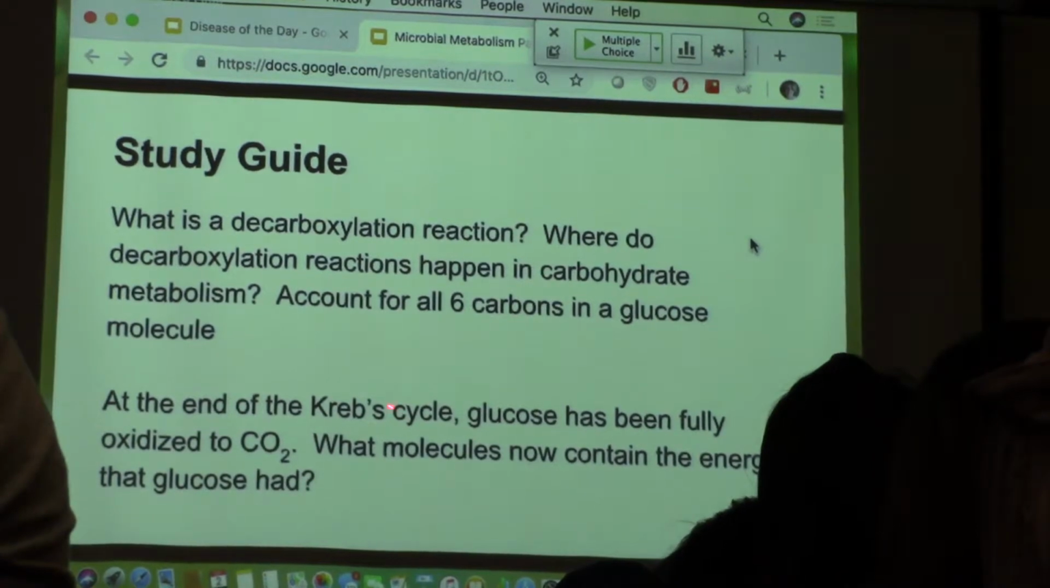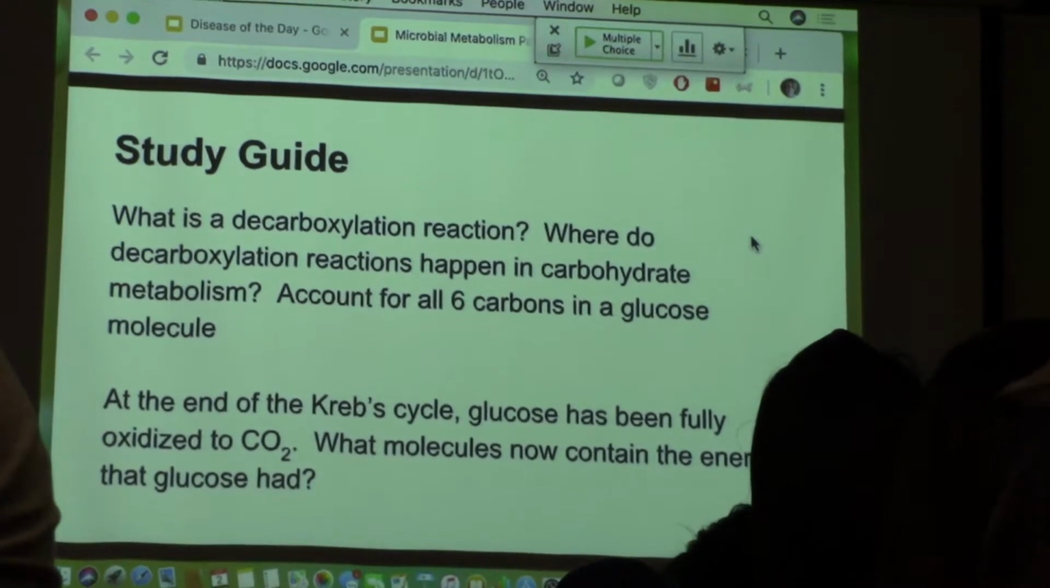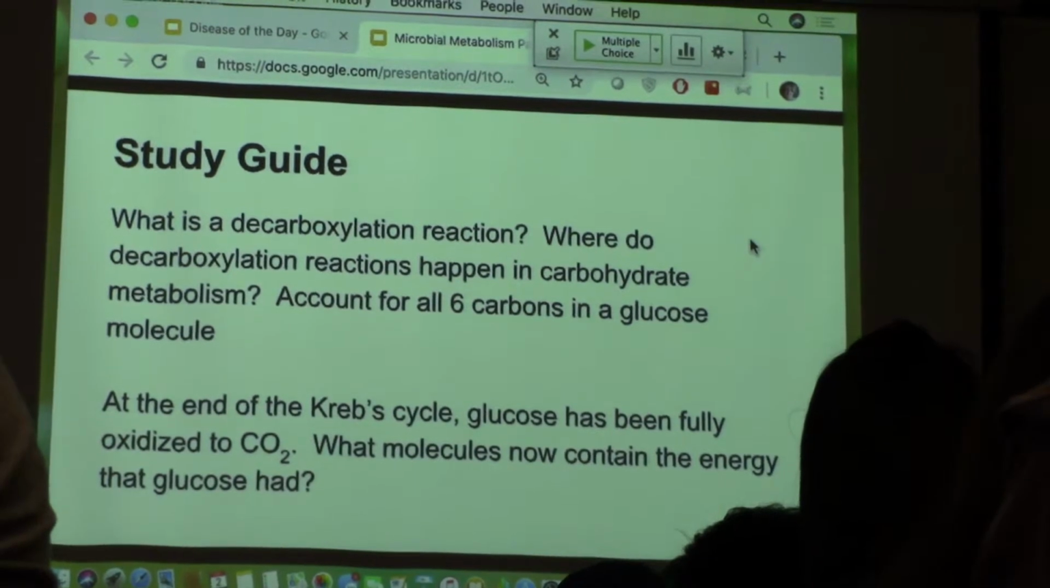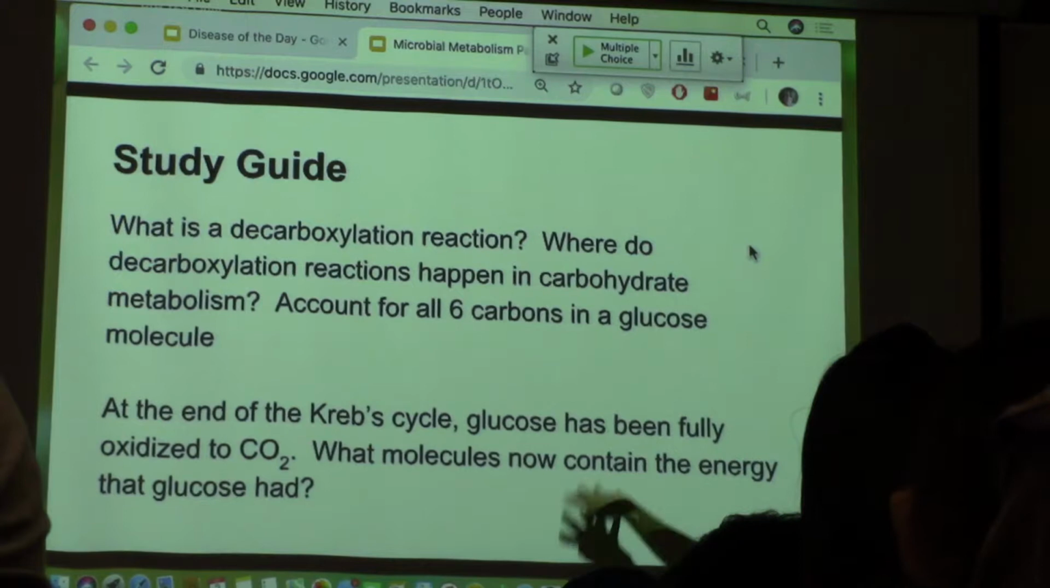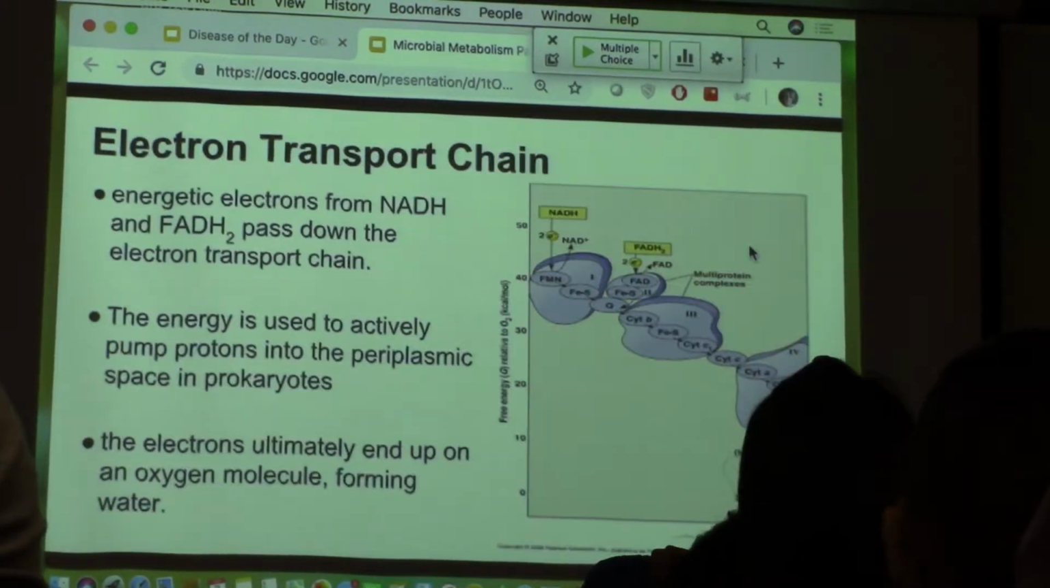All right, at the end of the Krebs cycle, glucose has been fully oxidized to carbon dioxide. What molecules now contain the energy that glucose had? 3 molecules. ATP, NADH, and FADH2. Okay, so these study guide questions we've been talking about really in a lot of detail. Questions?